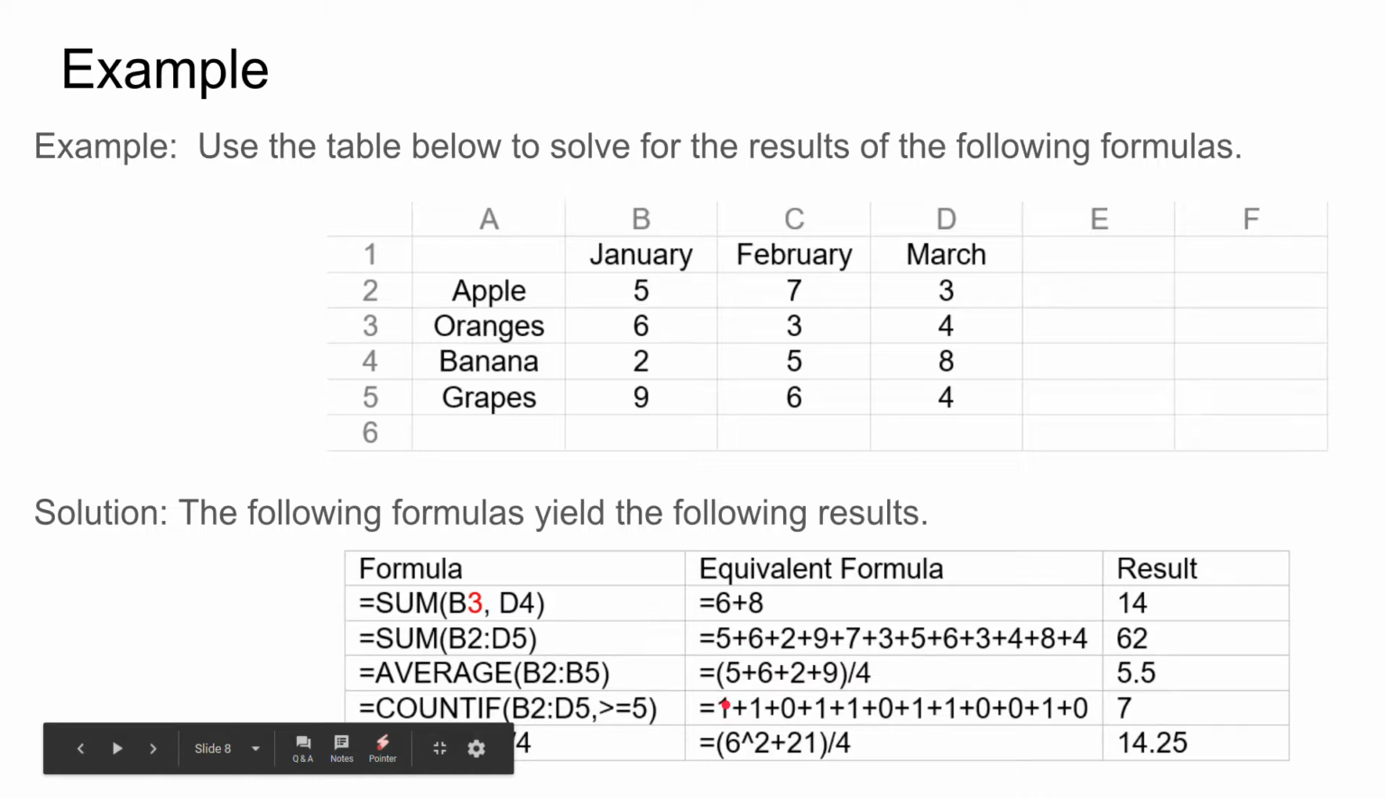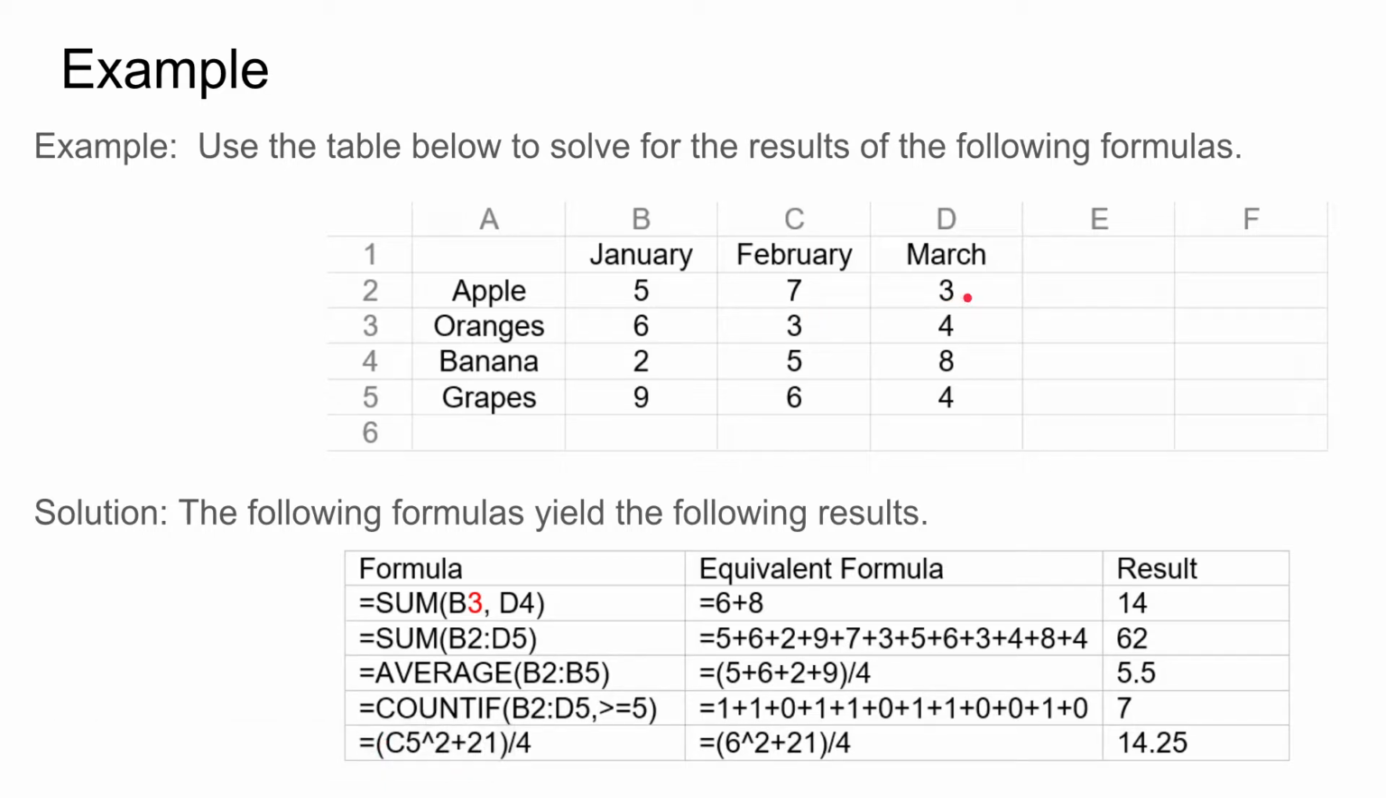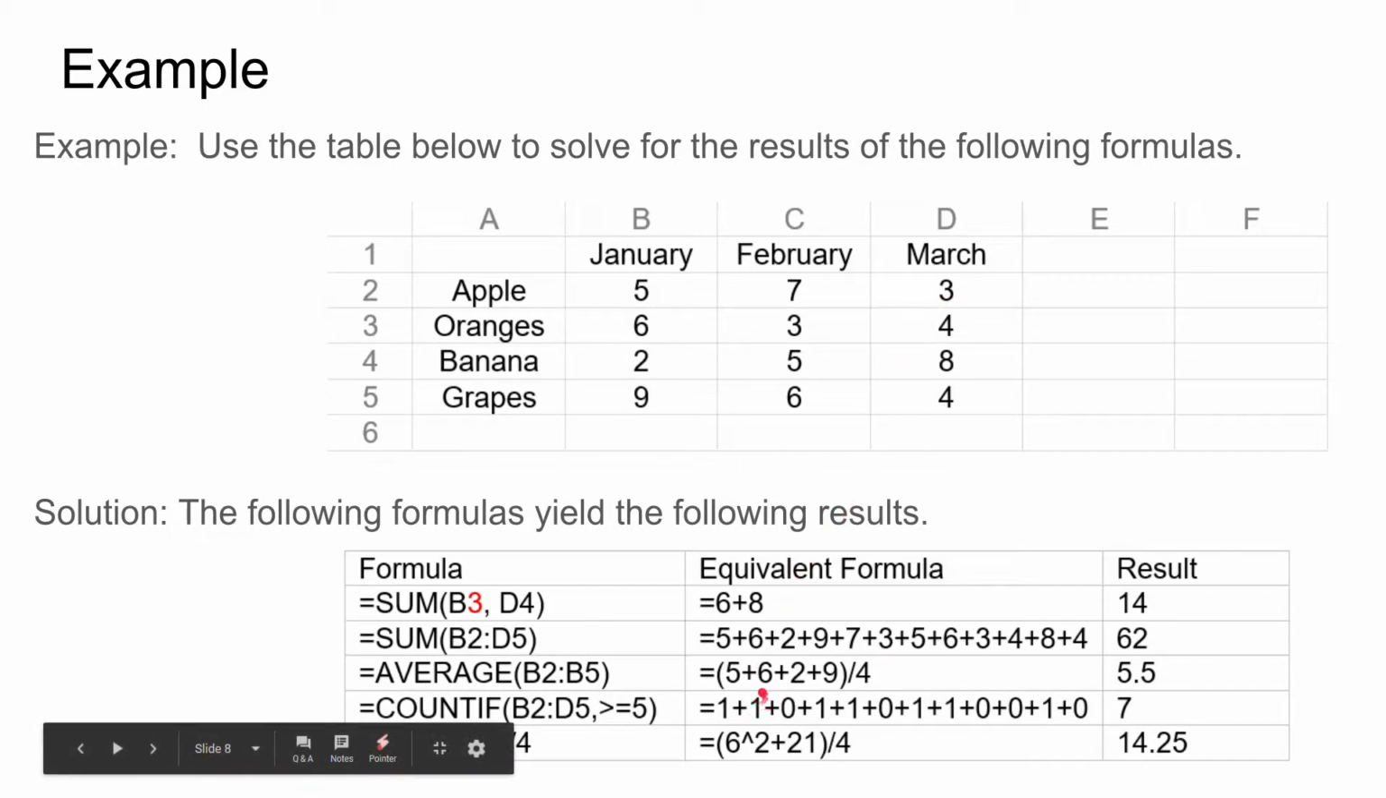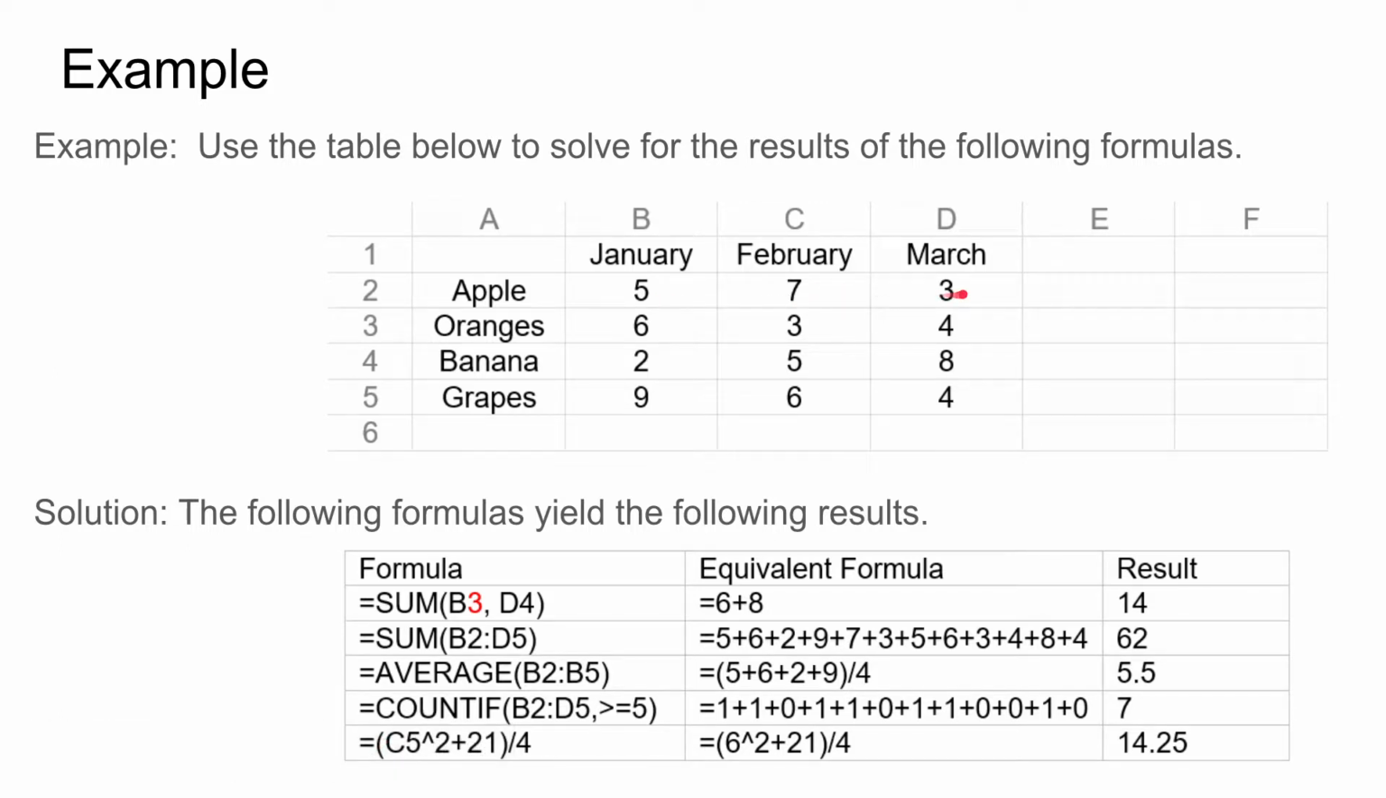Then we look at C2 and then D2. So C2 is greater than or equal to 5, so we have a 1 here, but D2 is not, so we have a 0 here. And we move all the way down, so we go B2 to D2, then B3 to D3, B4 to D4, and B5 to D5. That's how operations on arrays work.